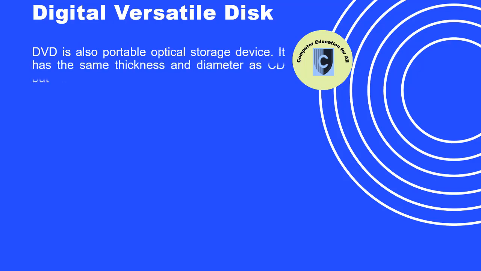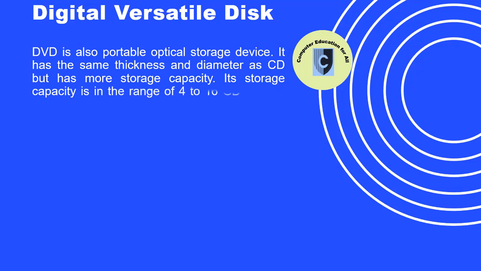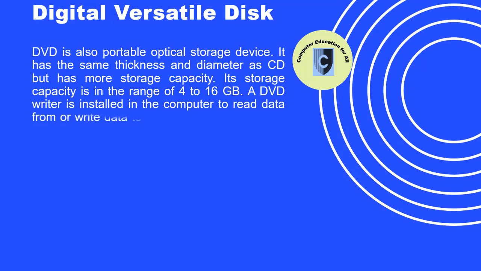DVD is also a portable optical storage device. It has the same thickness and diameter as a CD but has more storage capacity. Its storage capacity is in the range of 4 to 16 GB. A DVD writer is installed in the computer to read data from or write data to a DVD. A CD writer can also be used as a DVD writer.